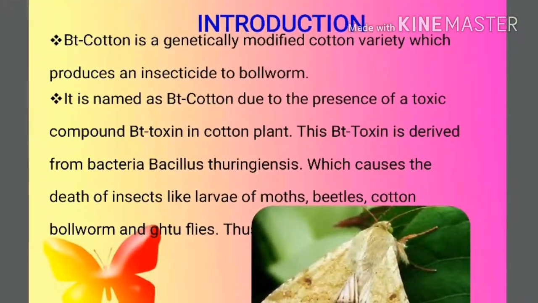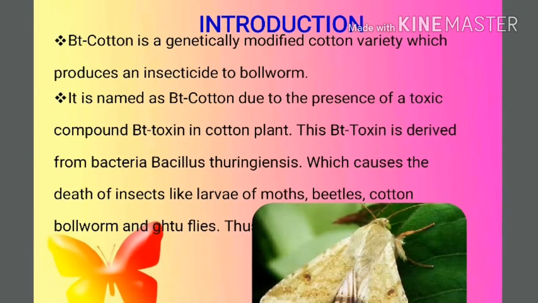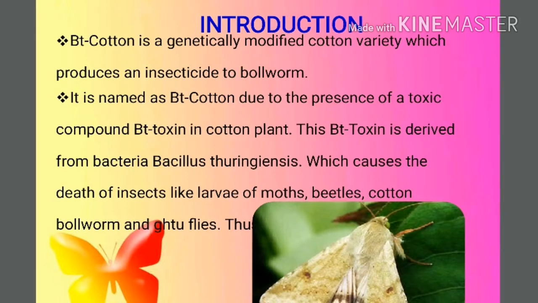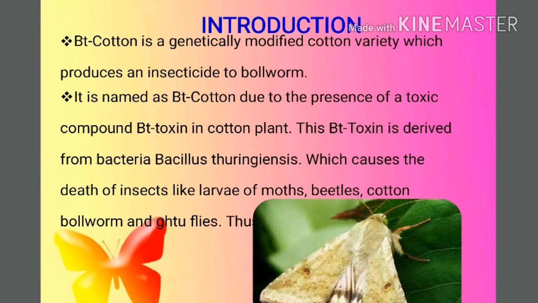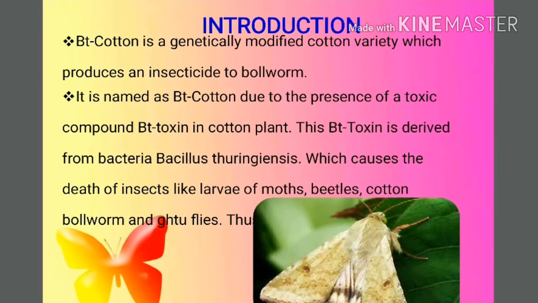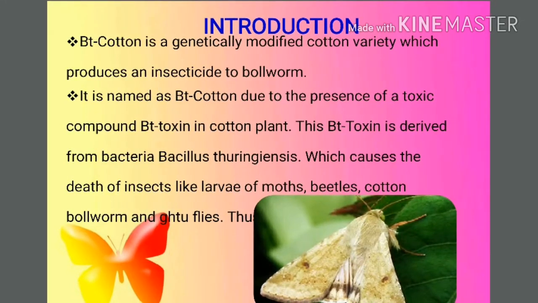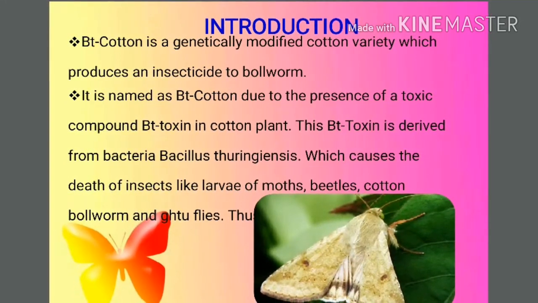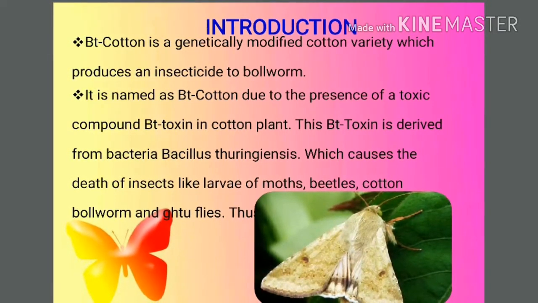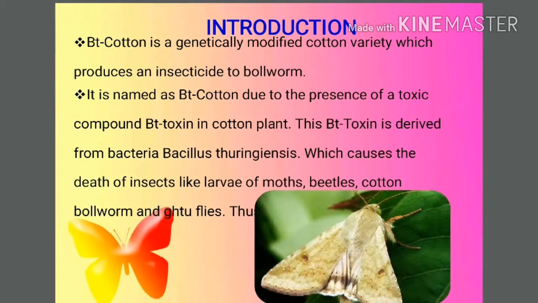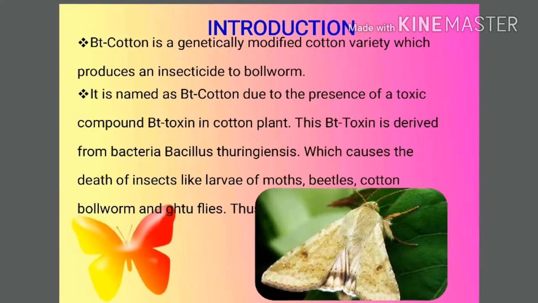Then the introduction. BT cotton is a genetically modified cotton variety which produces an insecticide against bollworm. It is named BT cotton due to the presence of a toxic compound, BT toxin, in the cotton plant. This BT toxin is derived from a bacterium, Bacillus thuringiensis, which causes the death of insects like larvae of moths, beetles, cotton bollworms, and fruit flies. Thus, it acts as an insecticide to this type of insects. So, BT cotton is a genetically engineered cotton variety.